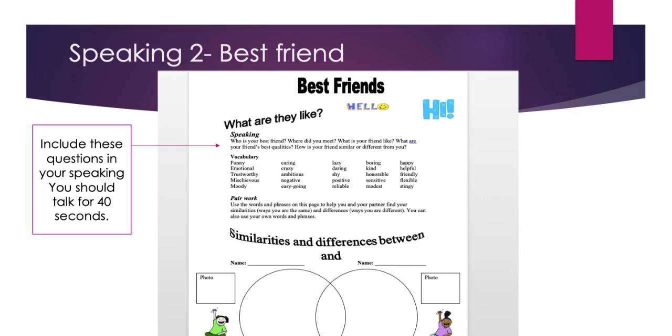Here I have provided some vocabulary that you can use. Funny, emotional, trustworthy, mischievous, moody, caring, crazy, ambitious, negative, easygoing, lazy, daring, shy, positive, reliable, boring, kind, honorable, sensitive, modest, happy, helpful, friendly, flexible, and stingy, right? So these are the words that you're going to be using.